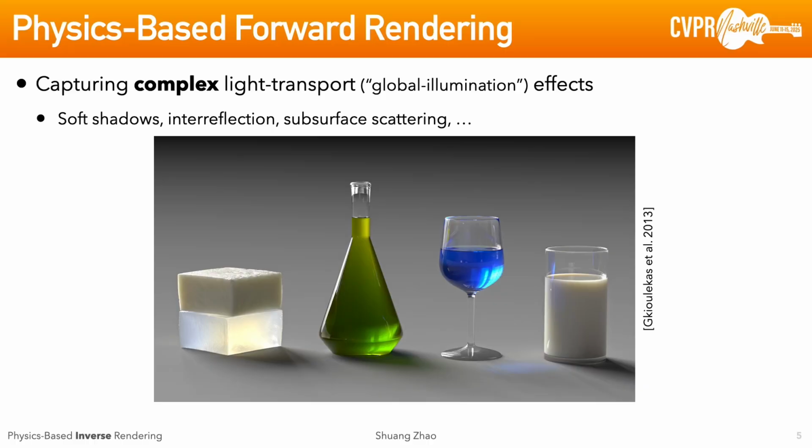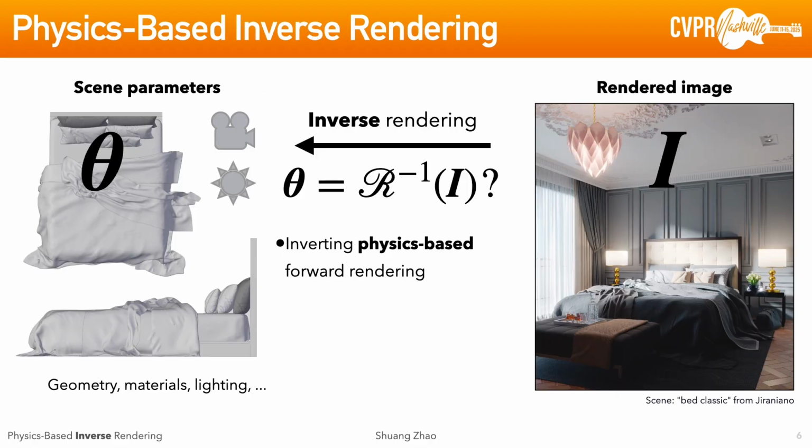So the power of physics-based rendering lies in the ability to capture complex light transport effects, sometimes also referred to as global illumination effects, such as soft shadows, interreflection, and some volumetric or subsurface scattering effects. So on the bottom, we show a rendered image with material property captured from real materials. So you can see that they can really mimic what these materials appear in the real world.